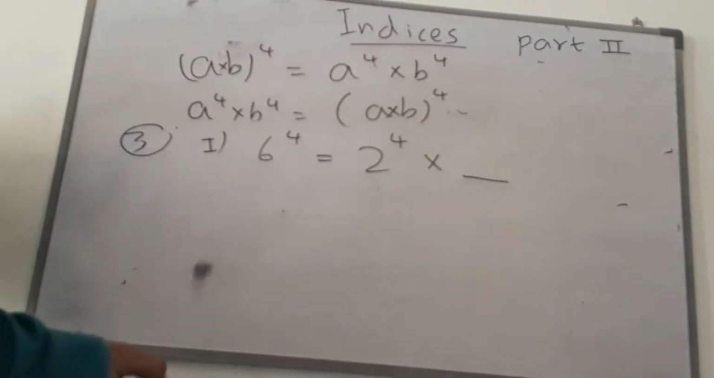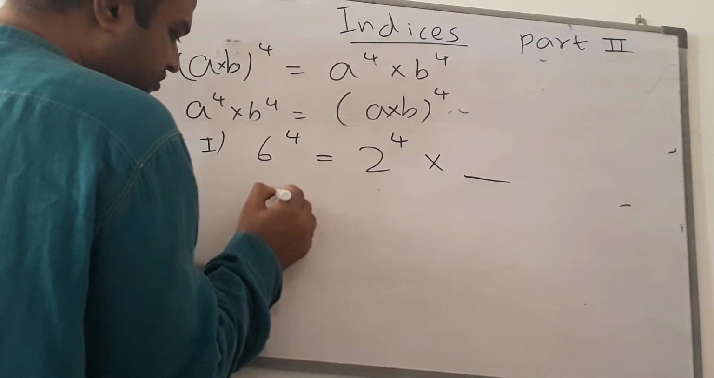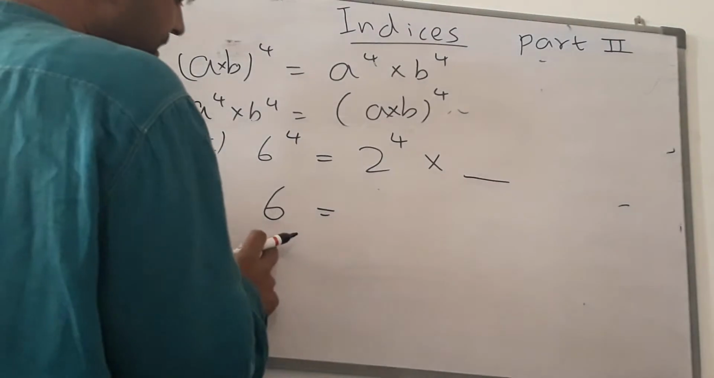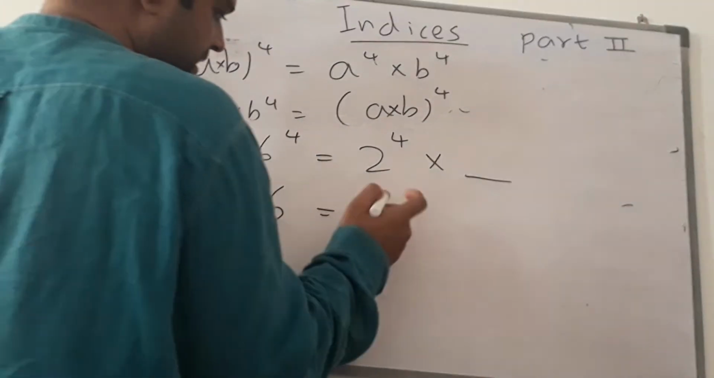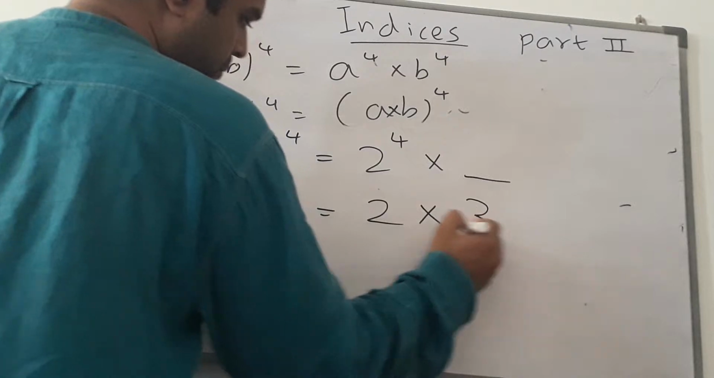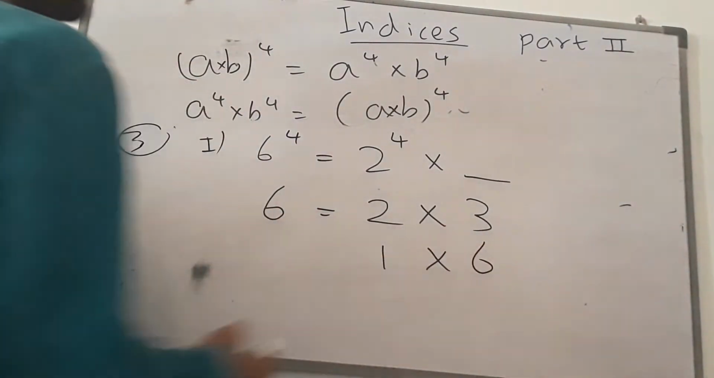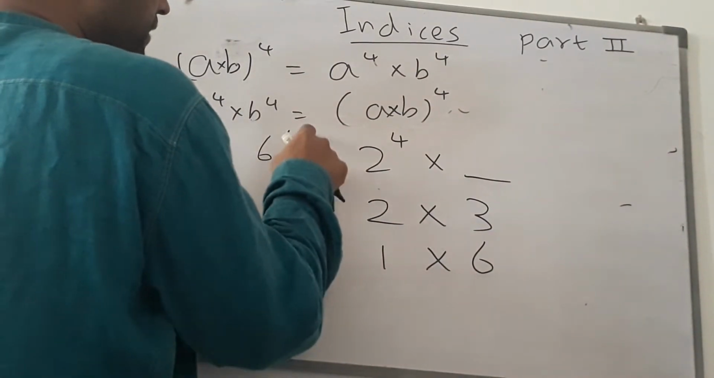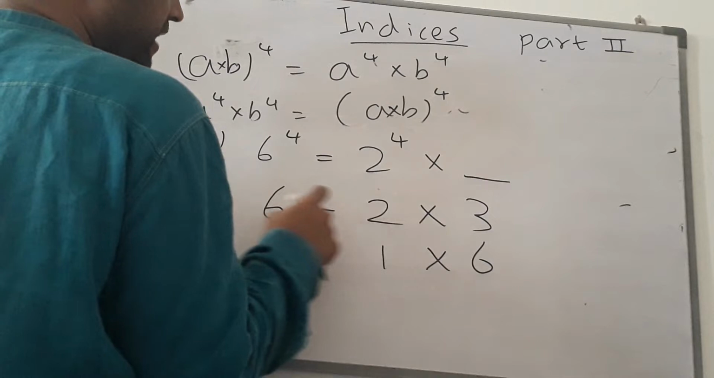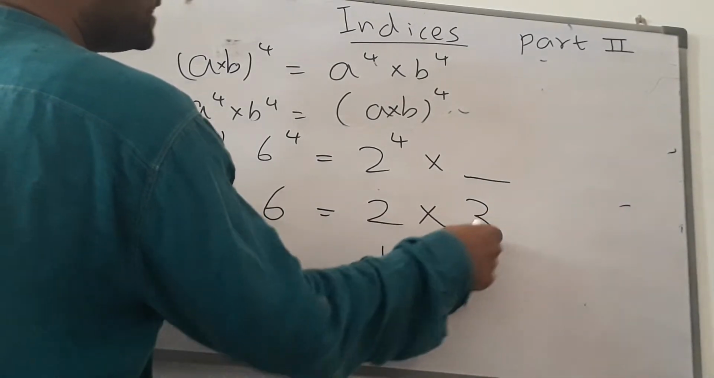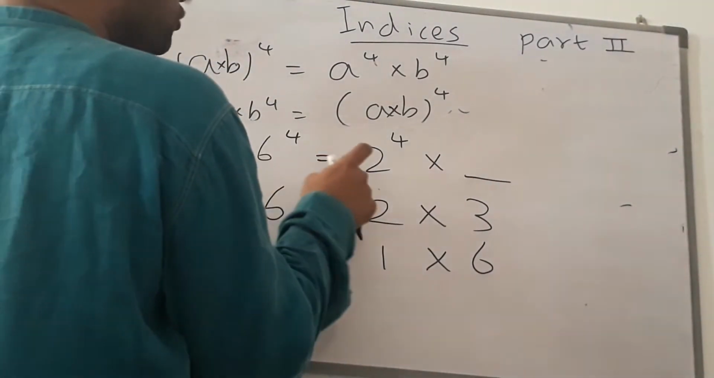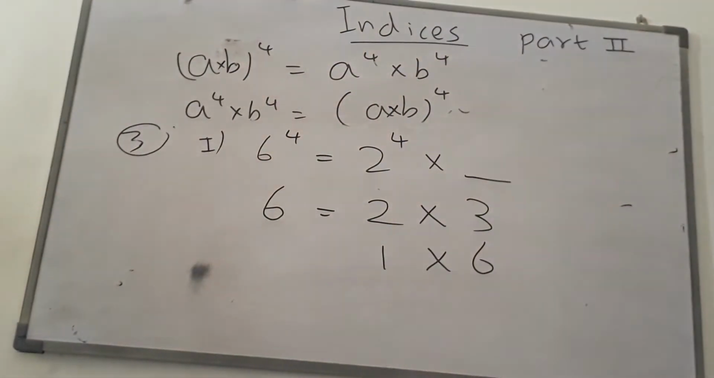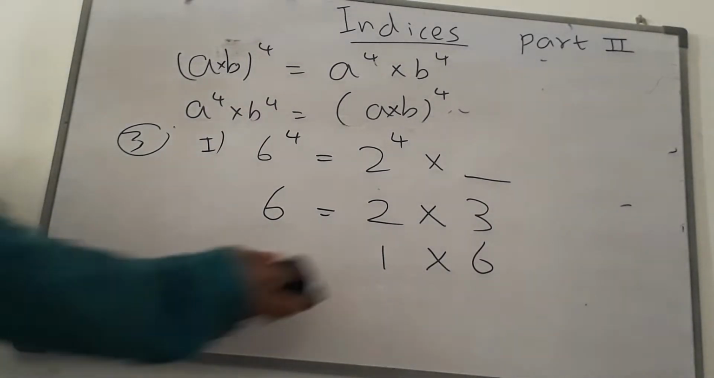Now the thing is, first we have to find 6 as a product of two numbers. We can write this in two ways. One is 2 times 3, other one is 1 times 6. But here it is said 6 to the power 4 is equal to 2 to the power 4 times something, and we know 6 is equal to 2 times 3.